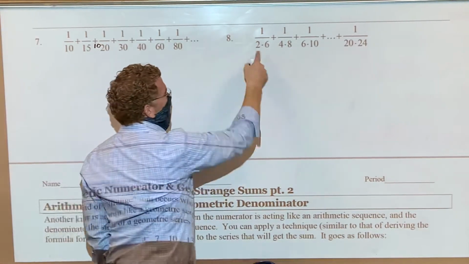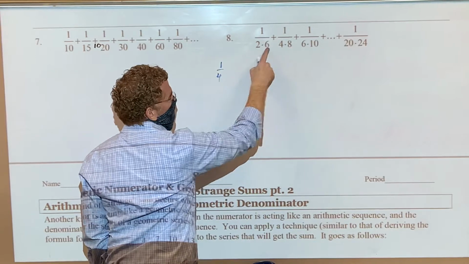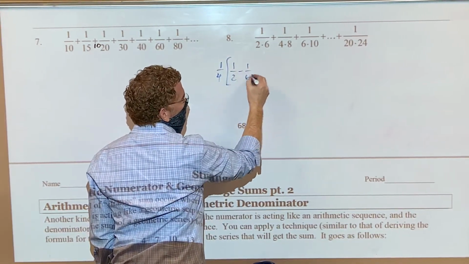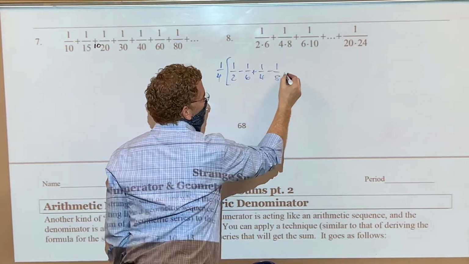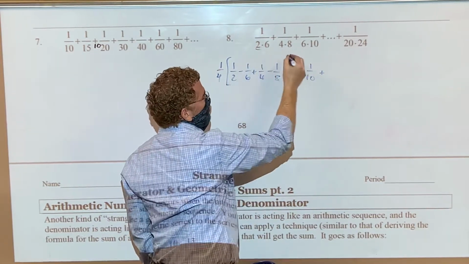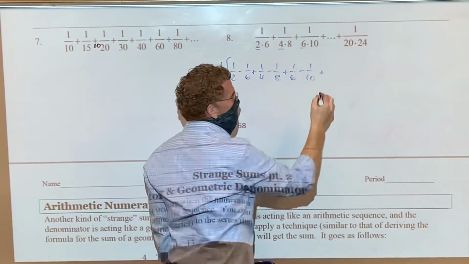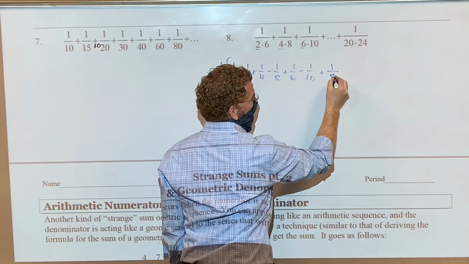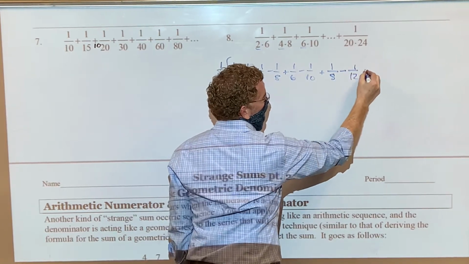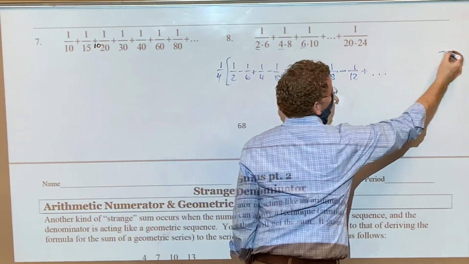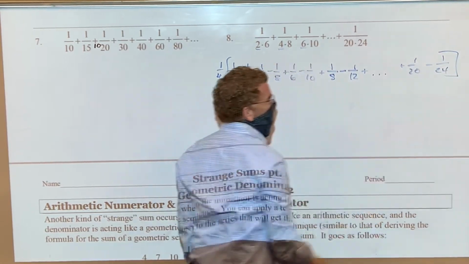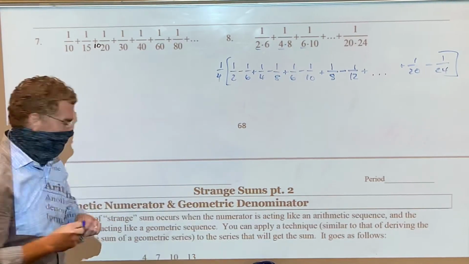So here we go. So what would go out front? 1/4, because the difference between each of these is 4. And then if I started writing 1/2 minus 1/6, positive 1/4 minus 1/8, positive 1/6 minus 1/10, I'd write out a few more. Since I'm going 2, 4, 6, what's the next one? 1/8 minus what? 1/12, and then plus dot dot dot, and I know it's going to end with 1/20th minus 1/24th. But let's see if I can do the math without writing all this out.